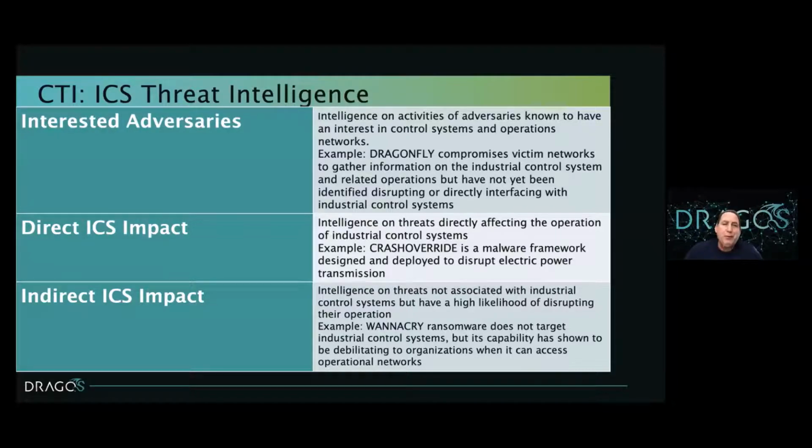We know that with interested adversaries, they're doing research. Dragonfly compromises victim networks to gather information on the industrial control system. And there's a number of APTs that did the same thing. They're obviously focused. They're spending time, collecting information on large, long research and development. And when I investigated interested adversaries, as we'll call them in the intelligence community where I worked for many years, I would see countries becoming interested adversaries by spending lots of money on research and development in these areas.